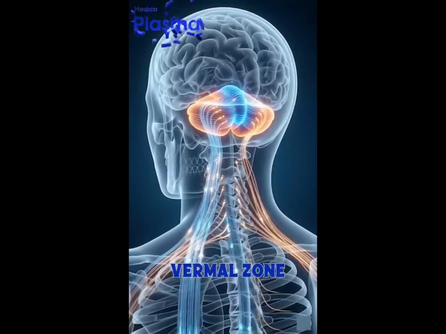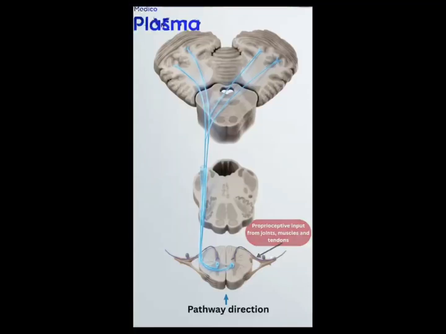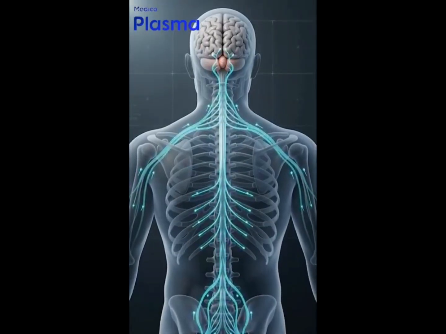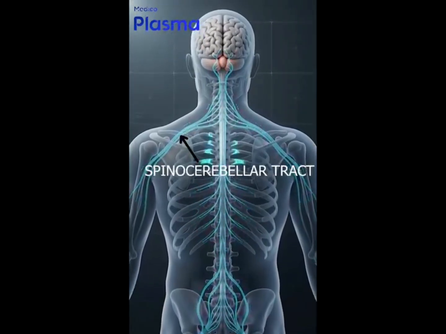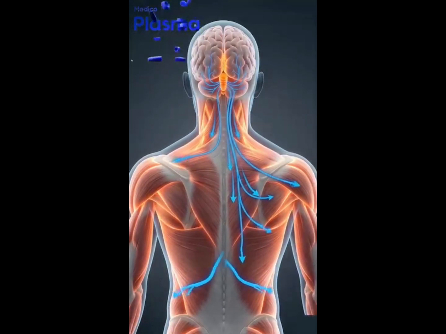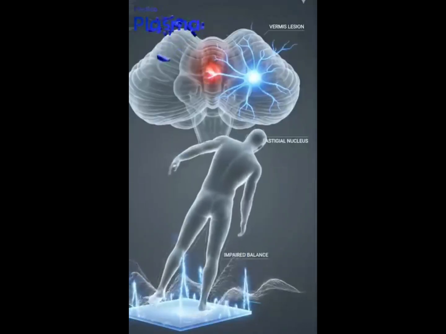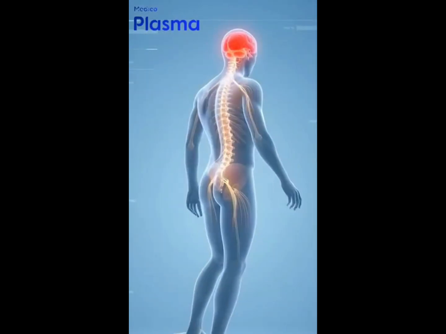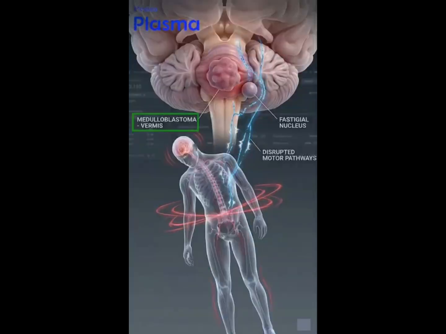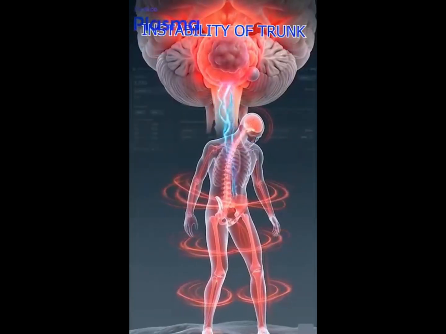The vermal zone lies along the midline vermis and is responsible for posture and balance. It receives proprioceptive input from the hips, trunk, neck, and shoulders via spinocerebellar tracts. Output from this zone passes through the fastigial nucleus, which regulates axial and proximal muscles. Lesions of the vermis lead to truncal ataxia, difficulty maintaining posture, and impaired balance. Tumors involving the vermis, such as medulloblastoma, produce difficulty holding the head erect and instability of the trunk.